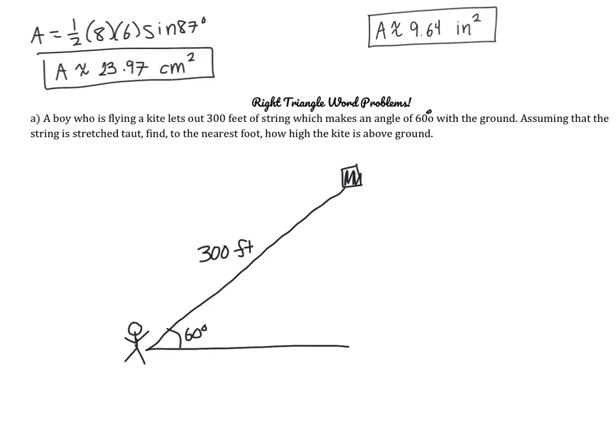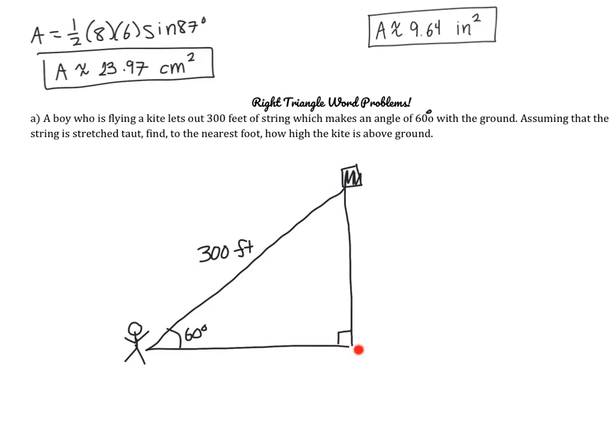So here they want us to find how high the kite is above the ground. So of course, since we've been doing trigonometry, we're always going to turn this into a right triangle. And if I want to know the height of something, I do need the perpendicular distance to the ground.